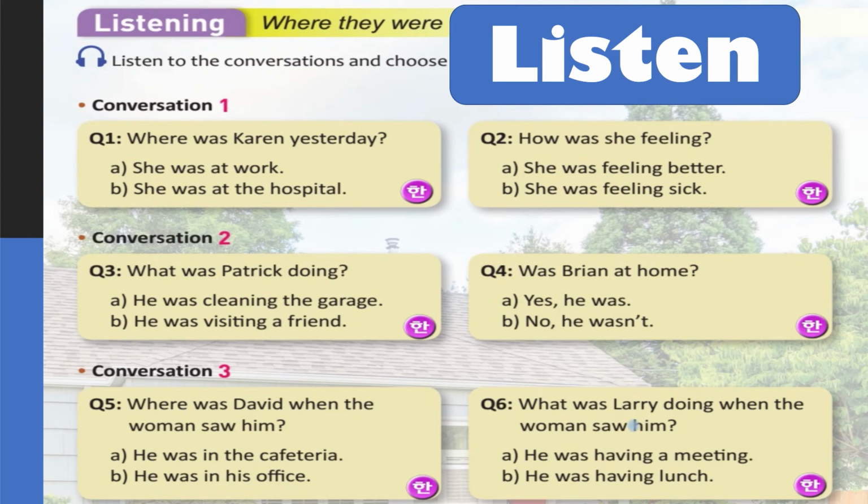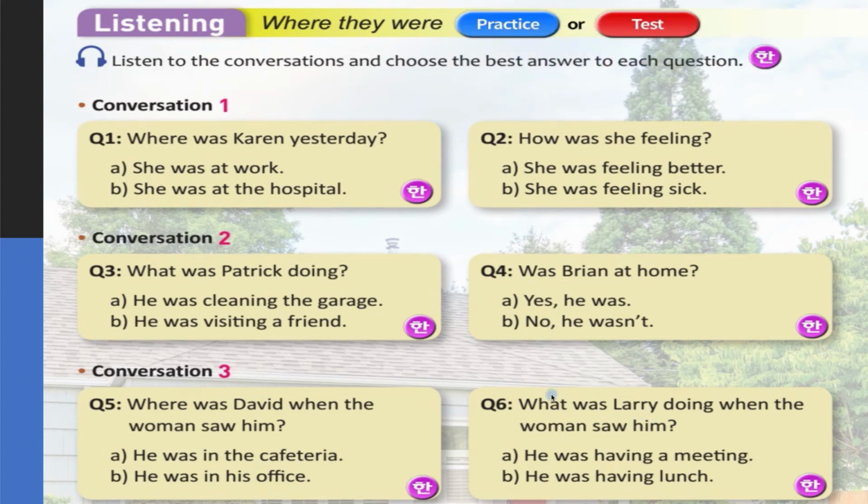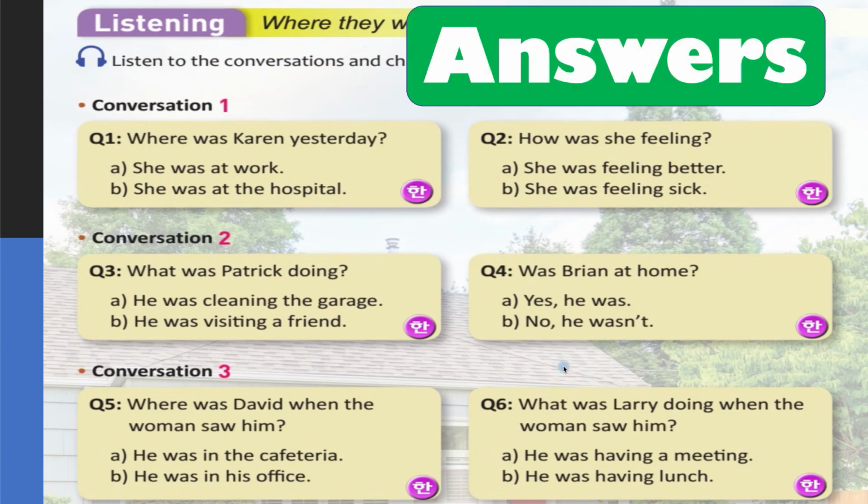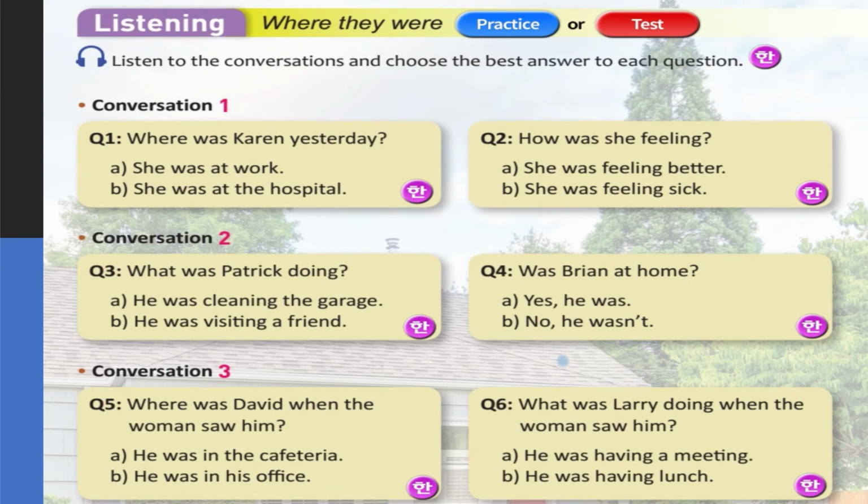Okay, very good. Right. We're going to jump forward and check the answers at the same time here. This will sort of save time. So question 1. Where was Karen yesterday? Yes, she was at work. How was she feeling? Yes. Oh, wrong one. We'll do the answers in a moment. We'll go back. We'll do conversation 2 for now. Alright, so conversation 2.